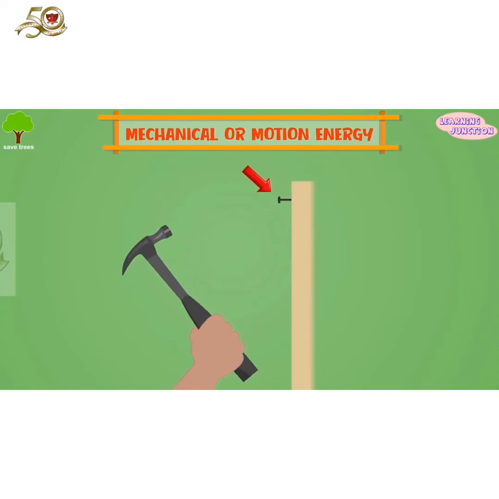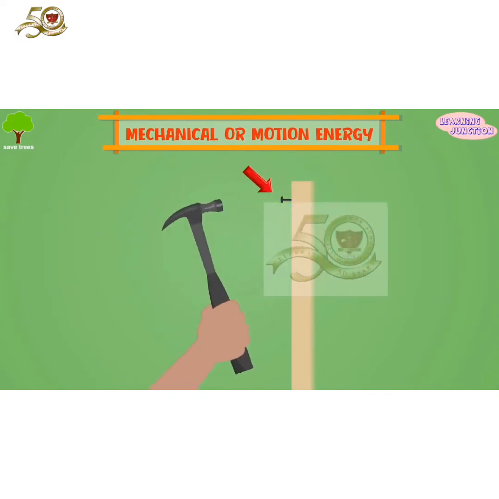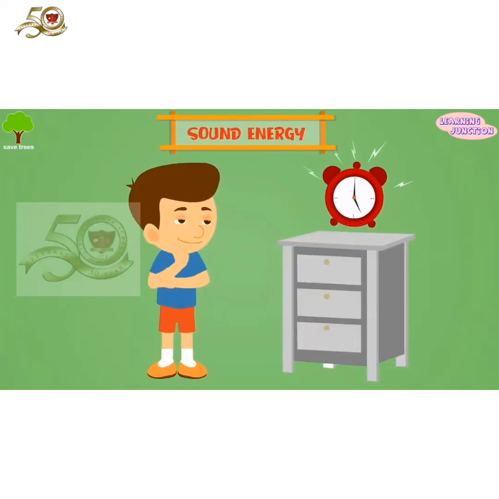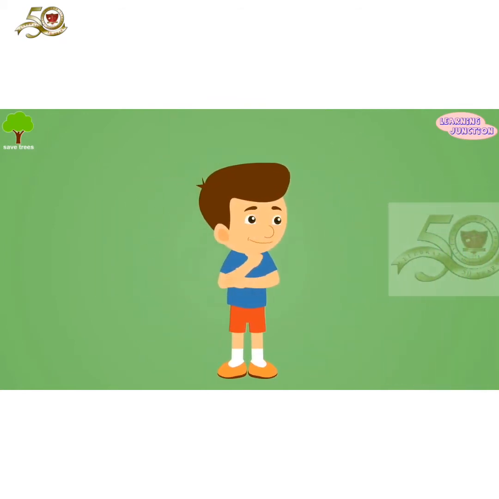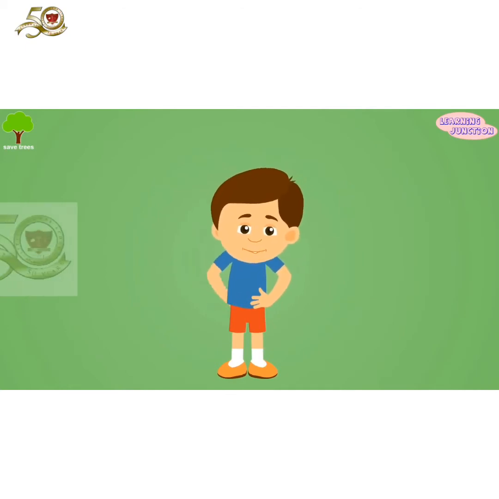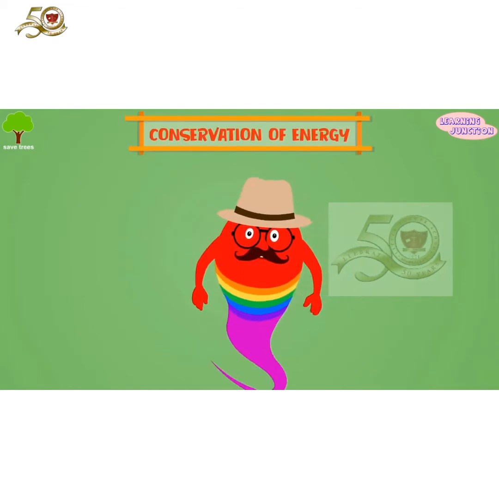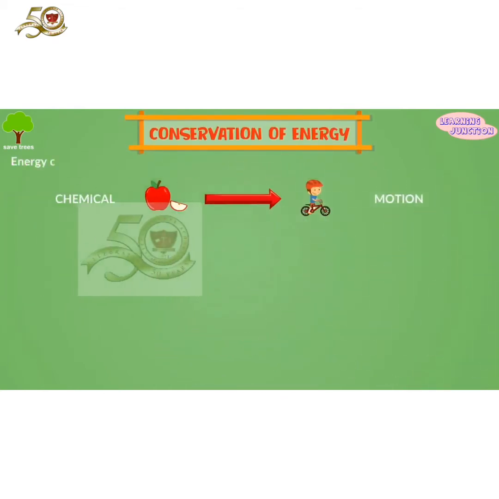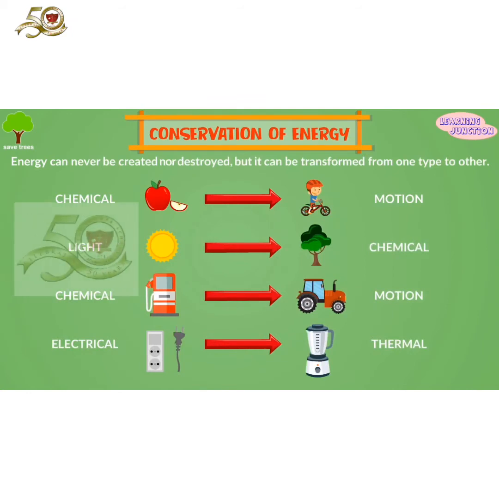Mechanical or motion energy. It is the energy associated with the position and motion of an object. Sound energy. It is produced when sound waves move outward from a sound source or a vibrating object. The standard unit of measure for energy is the joule, which is abbreviated as J. Oh yes, it's time to learn the law of conservation of energy. It states that energy can never be created nor destroyed, but it can be transformed from one type to another.